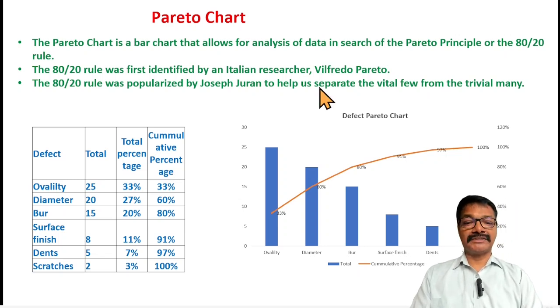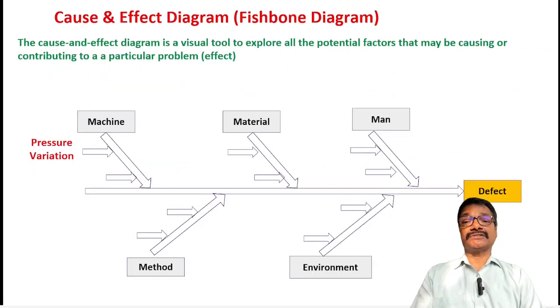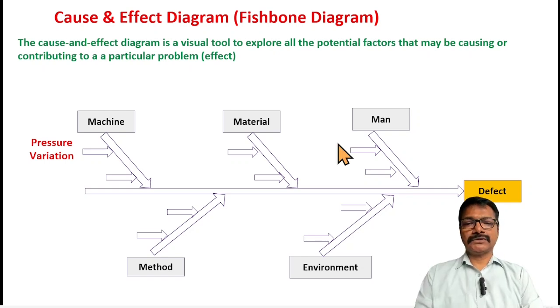Now what is Pareto saying? Here you can see ovality, diameter and burr are the defects which are contributing 80%. So that will be produced by 20% of causes. Now here you have to identify the cause, you have to use a tool, for example the fishbone diagram, and this is our next tool from the 7 QC tools, the fishbone diagram, also called the cause and effect diagram or the Ishikawa diagram. So this is the example of the cause and effect diagram or the fishbone diagram.